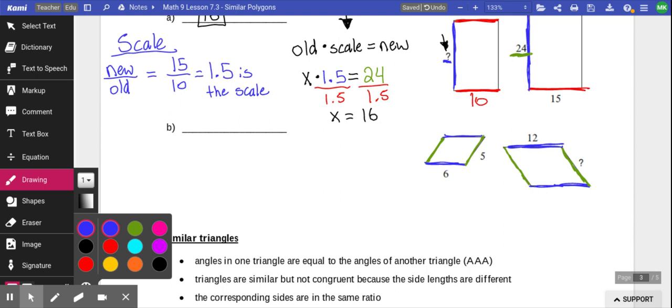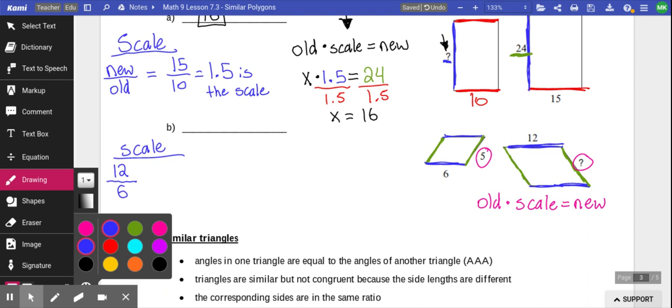Okay. If I want to figure out the new green side, this one right here, because that's what I'm looking for, I have to take the old and multiply it by the scale, and that would tell me my new. I can't do that unless I know what the scale is. To calculate the scale, you have to work with side lengths that you do know. I know that my new top is 12. If I divide that by my old top of 6, that would give me a scale of 2.